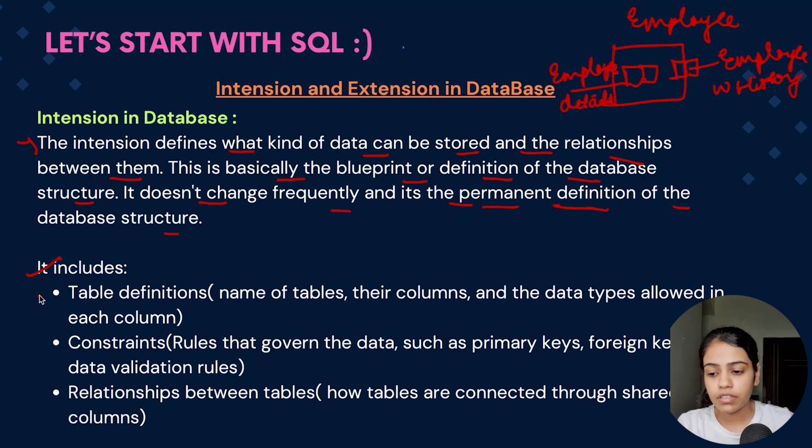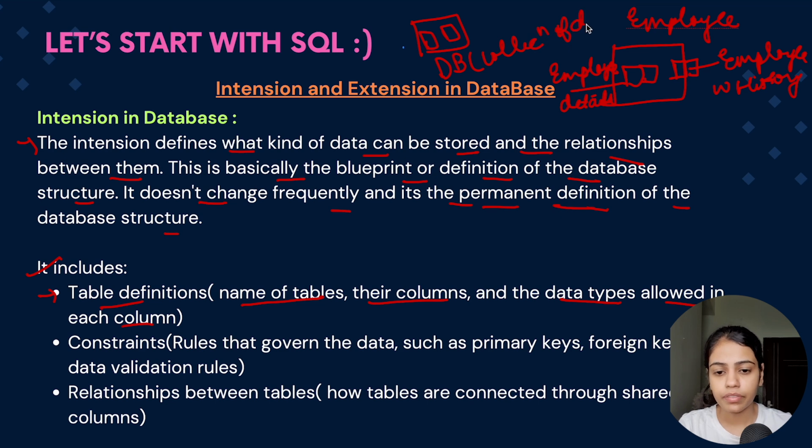Now it includes the very first thing, table definition. So what is table definition? Basically the name of tables, their columns and the data types allowed in each column. In a database, you can have multiple tables. What is a database? A database is basically a collection of data. And a table is basically an intersection of attributes and tuples, or you can say rows and columns.